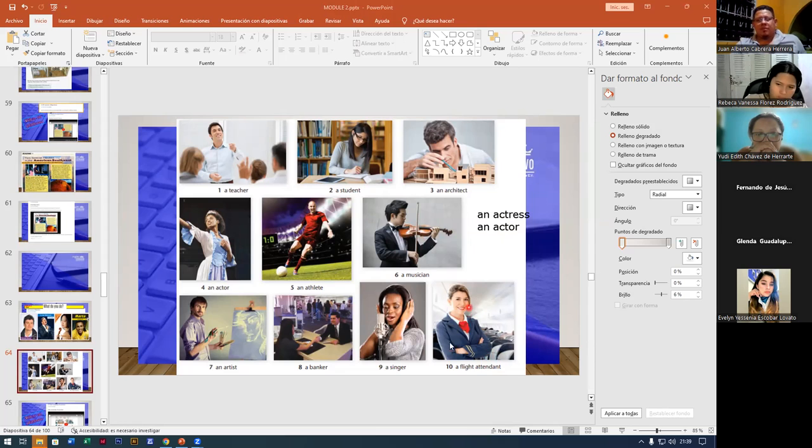Then we have a flight attendant. What's a flight attendant? Aeromoza, right? Now it has different names. Aeromoza, sobrecargo, asistente de vuelo, azafata, they also call it, right? In Spanish, we have different manners.